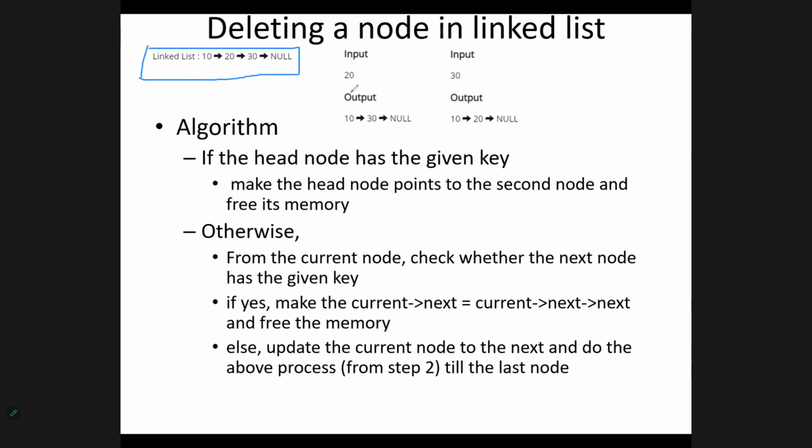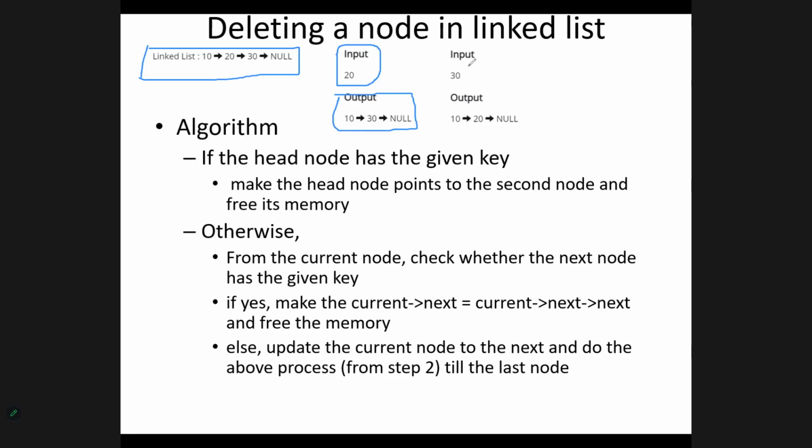Now we are trying to delete 20. So basically we need to give the item to be deleted, so the input is 20. That means we need to delete 20. So then the output should be like this. Once you delete this 20, two items are remaining, 10 and 30.